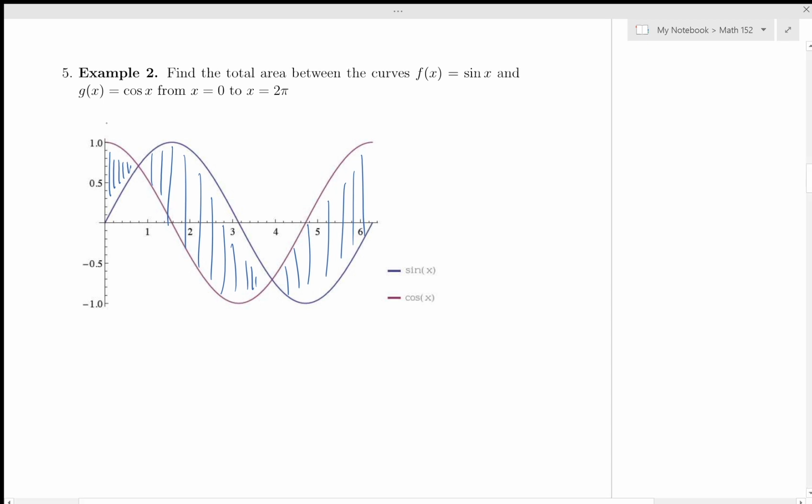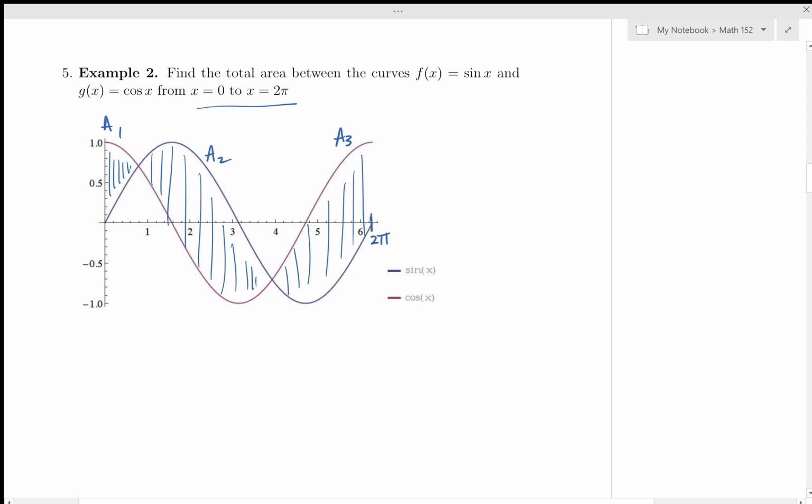I'm going to call this area in this section A1, this area here A2, and then this area here A3. The thing to notice and the thing to always be careful about, particularly when you don't have a graph sitting in front of you, is that the upper function changes on the interval. We're told we want to do this between 0 and 2 pi. 2 pi is right here.